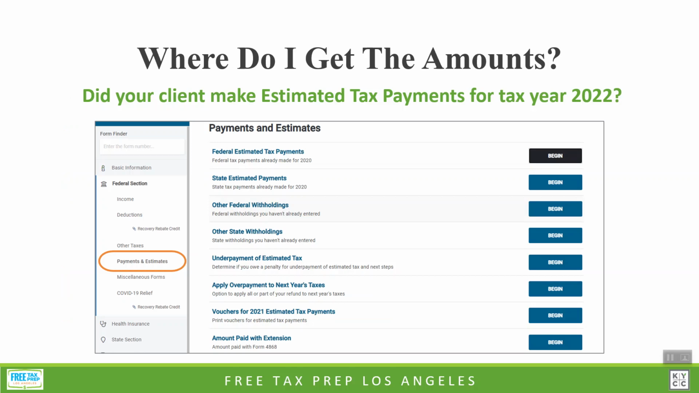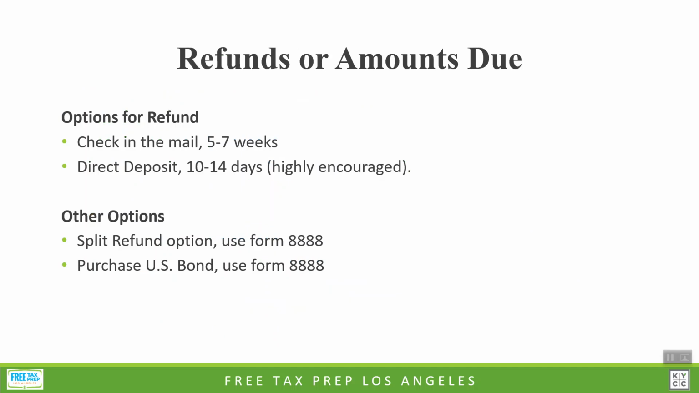So let's say a client actually mentioned that, hey, I made estimated tax payments for this year because I was expecting to owe. We would be able to put all that information in our TaxSlayer software in order to take that into account as well. So here's a little screen grab of how it looks on our TaxSlayer software. You can see under the federal section, just go under payments and estimates. And there, at the very top, we can see federal estimated tax payments. We would click that in order to put in all the values for what the taxpayer has paid throughout the year.